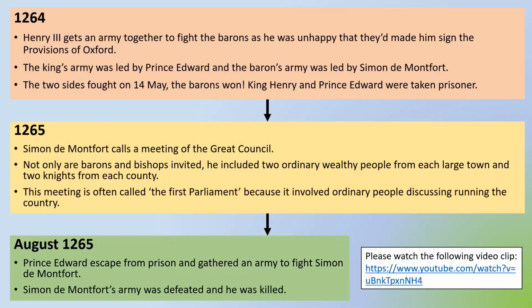Then in August of 1265, Prince Edward escapes from prison and he gathers an army to fight Simon de Montfort. And Simon de Montfort is defeated and he is killed. That means that Prince Edward becomes our king. Now there is a link to a video clip which helps to explain this series of events in more detail. So I would suggest that you click on the link and watch the video clip as well.